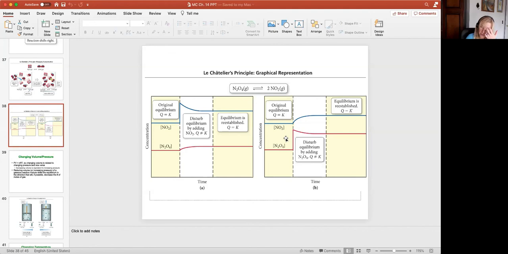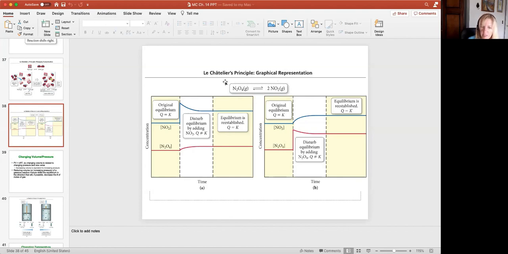So oftentimes these questions you're asked, what happens if I add NO2 to this system? If I add nitrogen dioxide to the system as a stressor, what is going to happen? What am I going to see? What I'm going to see is NO2 is going to go down. Even though I'm adding it, I'm looking at what happens after that initial stress. I add NO2, now what happens? I'm going to start to see NO2 go down and N2O4 go up because I'm shifting in reverse.